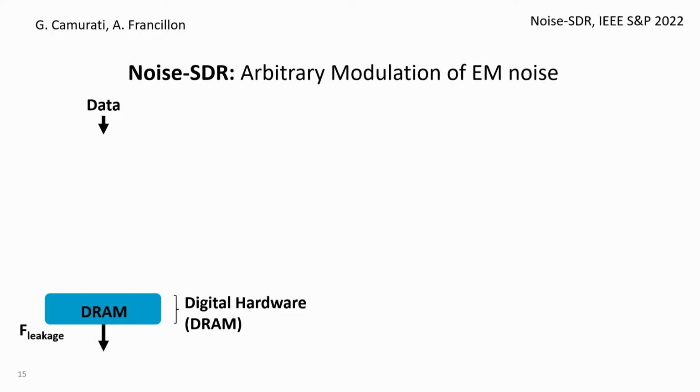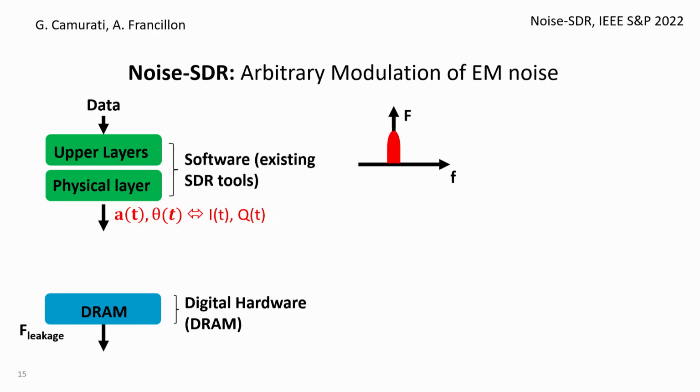We decided to demonstrate it with DRAM. If we access DRAM, we generate a leakage at F leakage, otherwise we don't. And we have our data that we want to transmit. In a first step, we implemented the upper layers and the physical layer using generic existing software-defined radio tools. Of course, it can also be custom. What we get from this are the baseband samples, amplitude and phase, or for those of you familiar with software-defined radios, the IQ samples that we would normally send to a hardware dongle like a USRP or a HackRF to turn them into physical waves. But we don't have it.